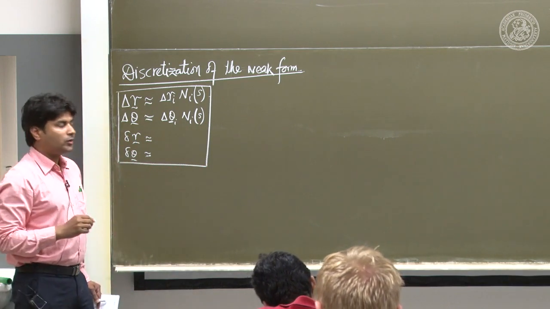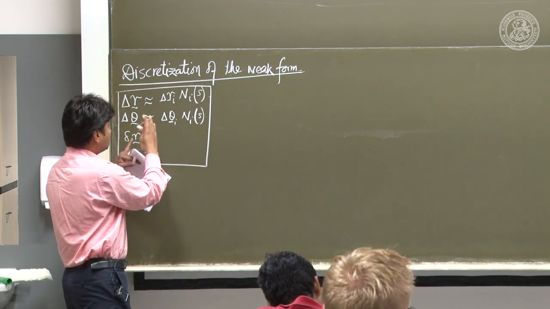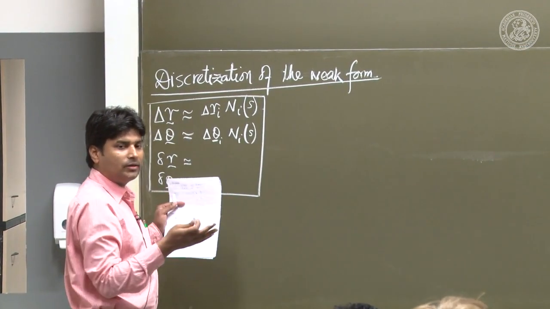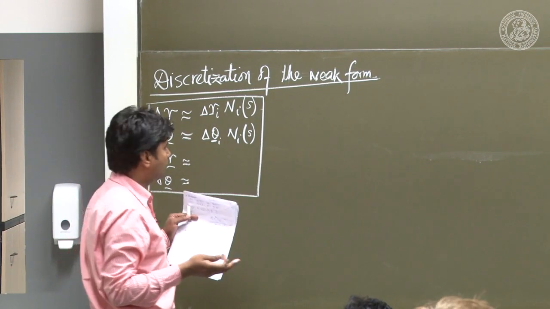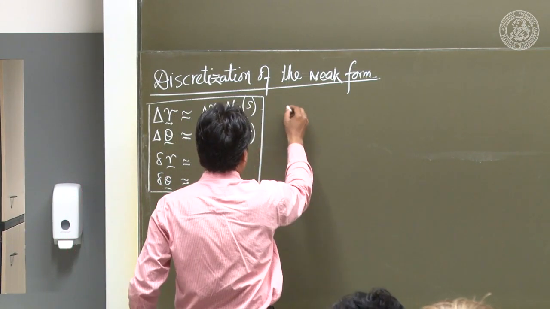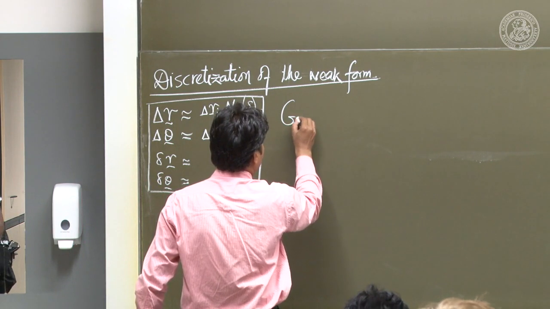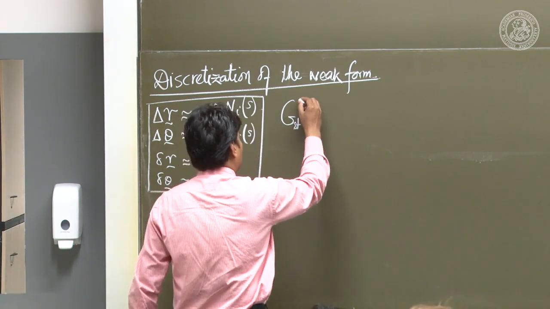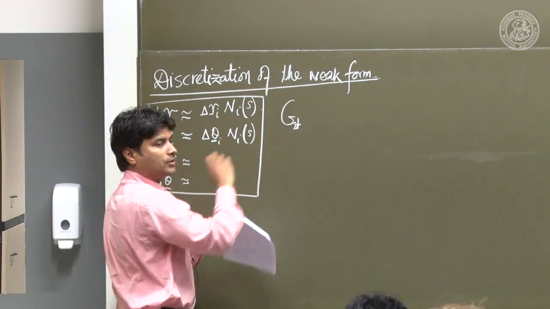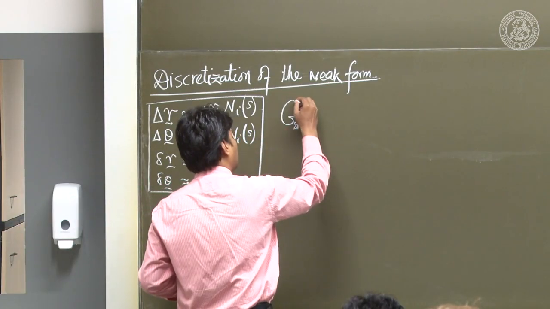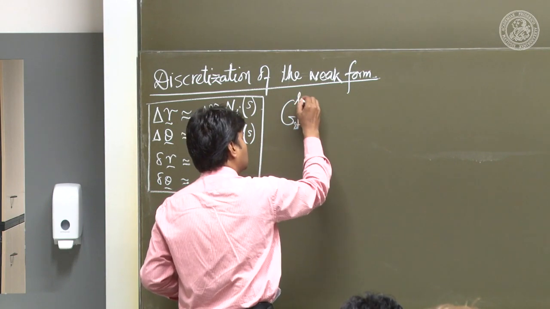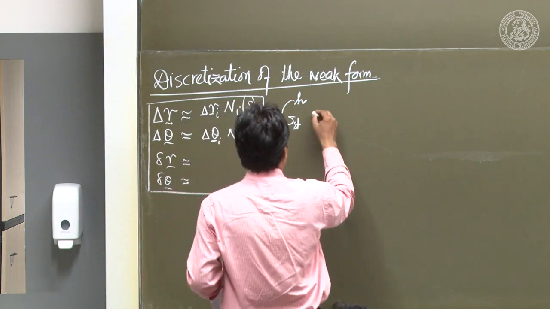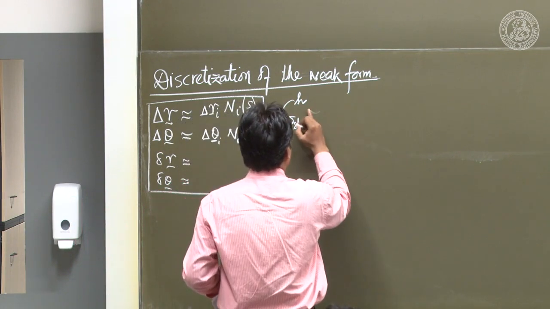So, what we have to do is just plug in the discrete approximations in the weak form and then it becomes the discretized weak form. For example, our G static that we had defined, when we plug in the discrete approximation, it becomes discrete. So, we use a superscript h to denote that it is discrete.